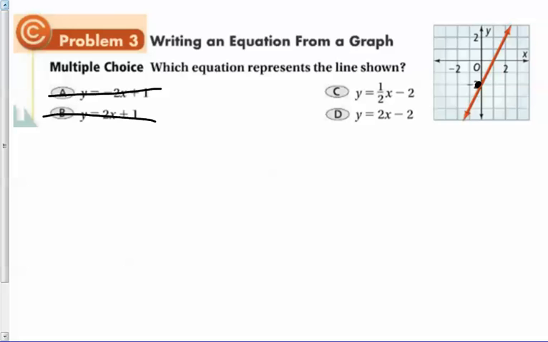So now we're at C or D. Both have a positive slope, but what I can do is use what I learned earlier in the week. I can go up 1, 2, and over 1. So my slope is 2 over 1. So the correct answer is D. You see how I use the graph to help me with that? Because that's exactly how you're going to have to do the Got It. So why don't you pause the video and go ahead and do the Got It.